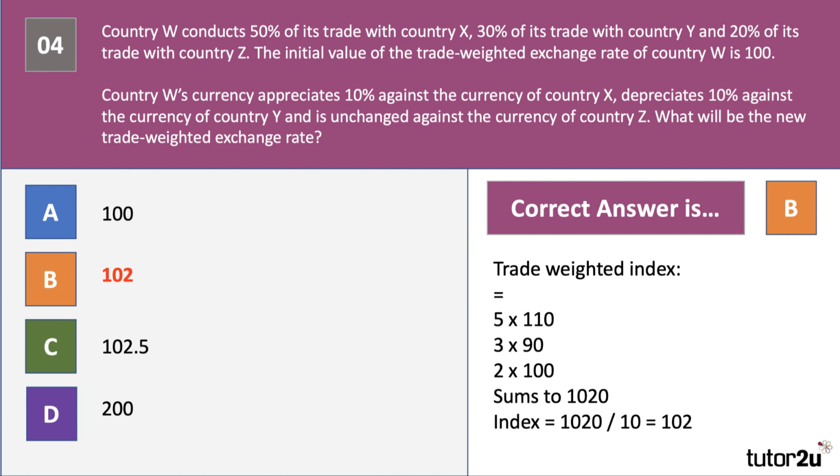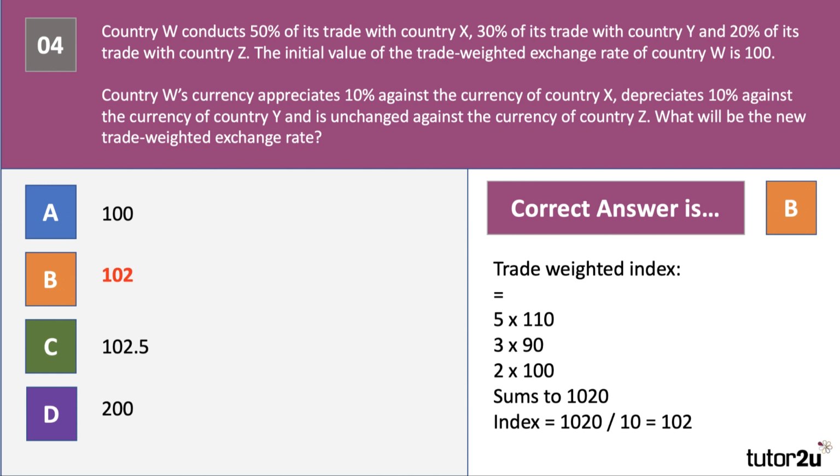If you add those three together, 550 plus 270 plus 200, you get to 1020, if my maths is right. And you divide by the sum of the weights, which is 10, and you get 102. So the answer is B.